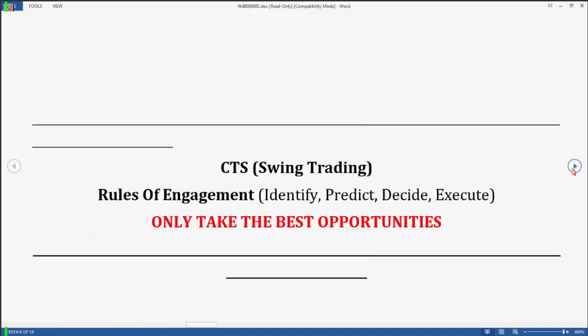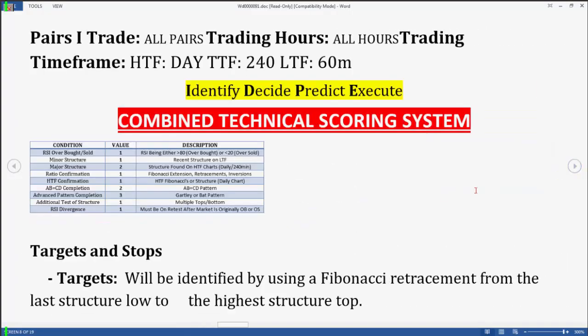Let's see if I can find CTS here. CTS, Combined Technical Score. So here are the initial CTS requirements. And again, the value in the CTS isn't really the score system. And what you'll find out is that as a trader, after you get comfortable with trading CTS, you'll eventually just go away from it. You'll stop, because you'll see you don't need it. The value isn't the score system. It's rather the routine of how you look at the market.